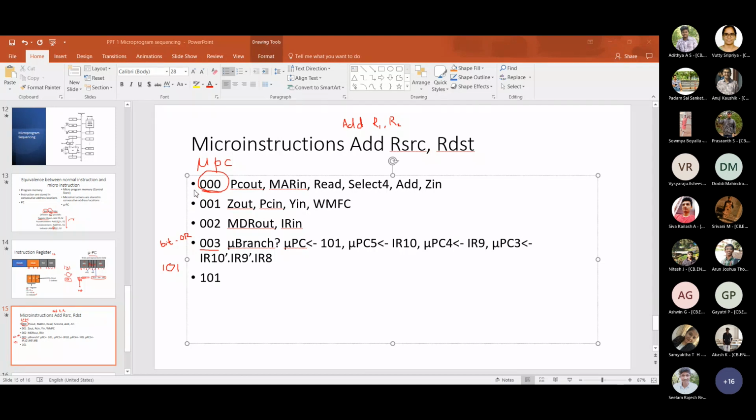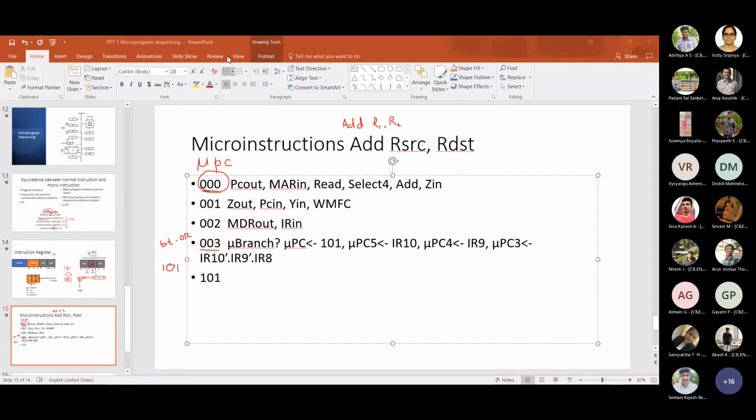R source out, R destination out, add and then R destination. One small problem. If you have written it somewhere, can you just read it out? You have two out statements written in one clock cycle. Is it possible?